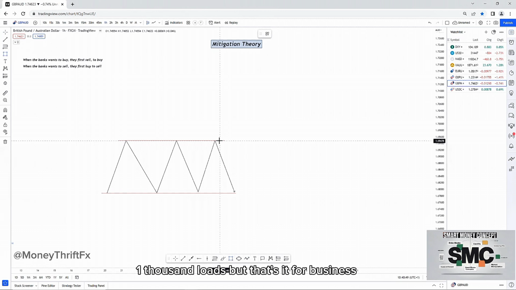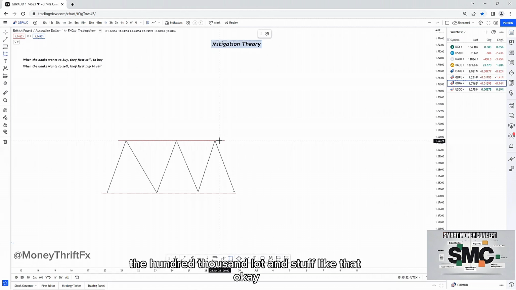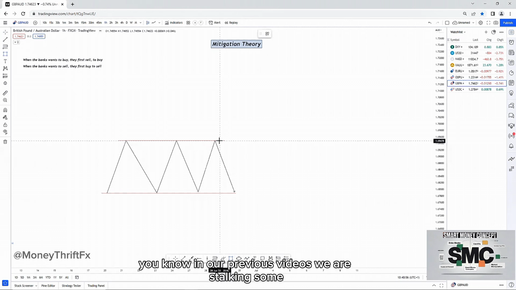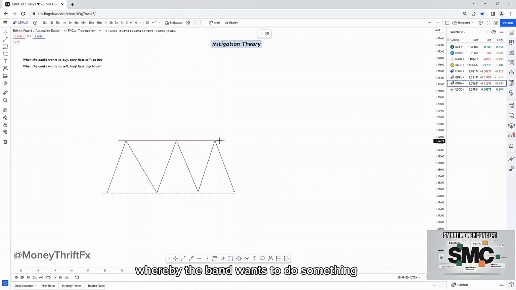Over that, say some persons 100,000 lots and stuff like that. Whenever they want to buy, in our previous videos we were talking about selling, the spoofing case. Wherever the banks want to do something, they first of all fake a move before they make the original move. This is just what mitigation is all about.